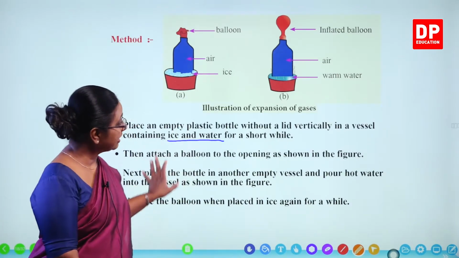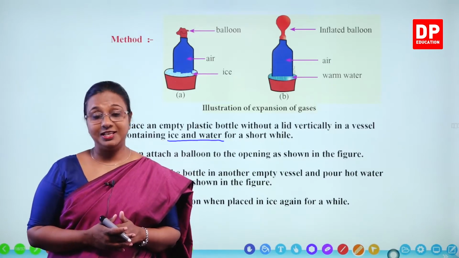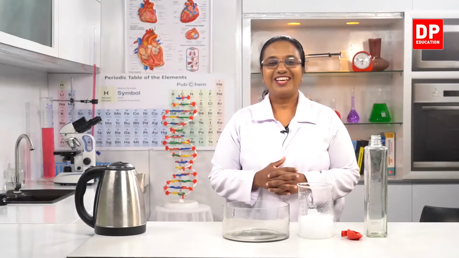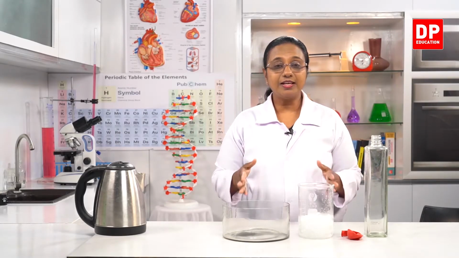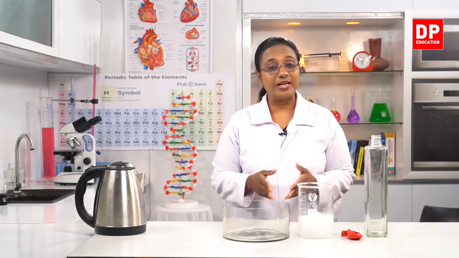So, again it is a simple activity. Let us do the activity in the lab. Okay, students. So, now I am going to do this activity to demonstrate the expansion of gases with heat.